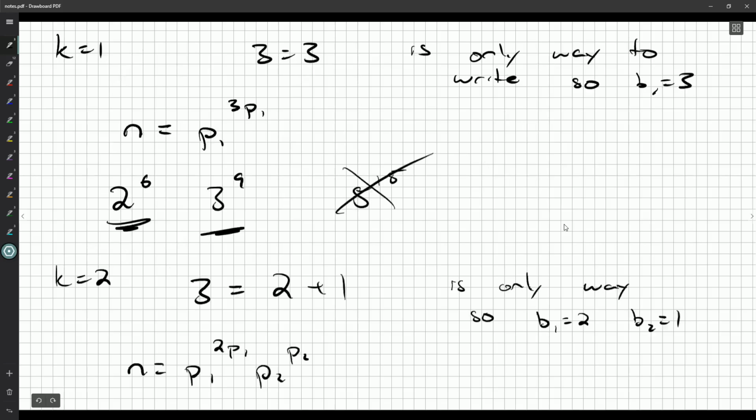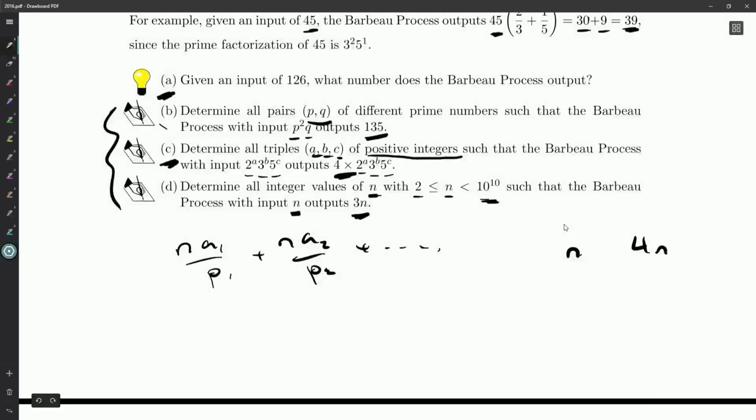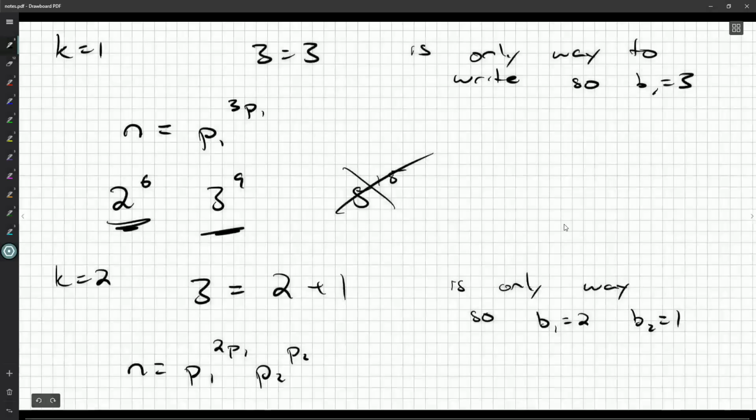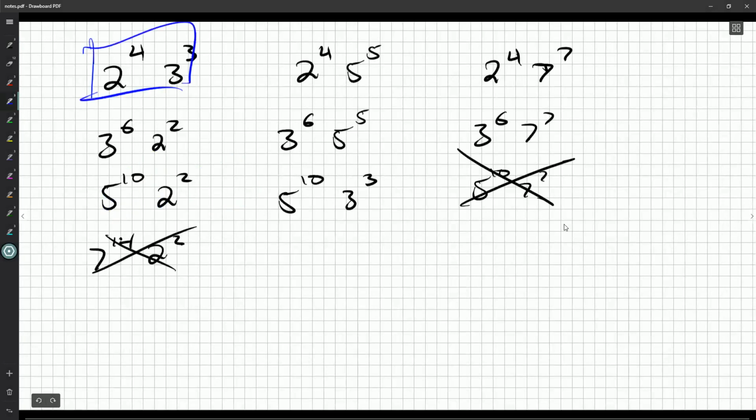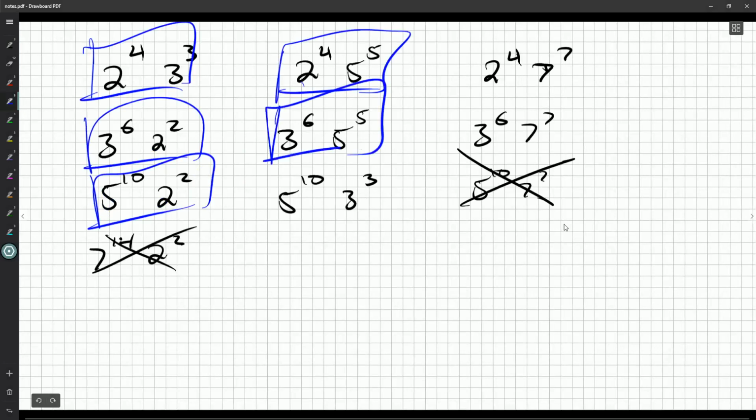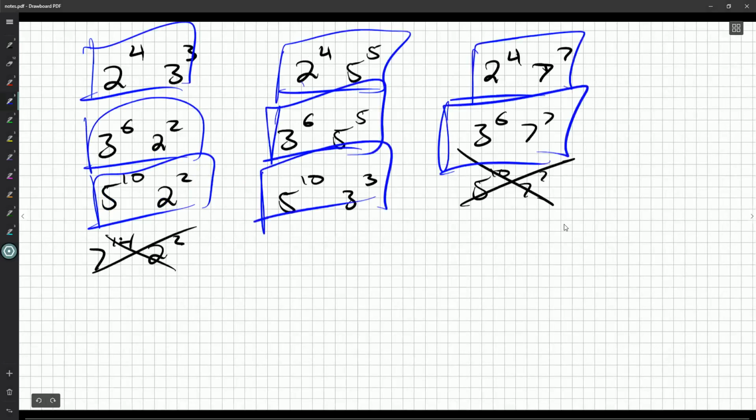So do we want to count the number of cases, or do they want us to list them out? Determine all integer values of n. Well, here I'm actually writing them out. So there's 1, 2, 3, 4, 5, 6, 7, 8, 9, 10 so far.